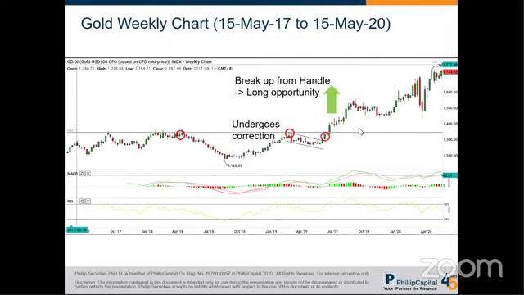Once it breaks out, there are long opportunities already. Then you want to set a potential stop loss. So we'll use maybe the bottom of this handle as a potential stop loss.